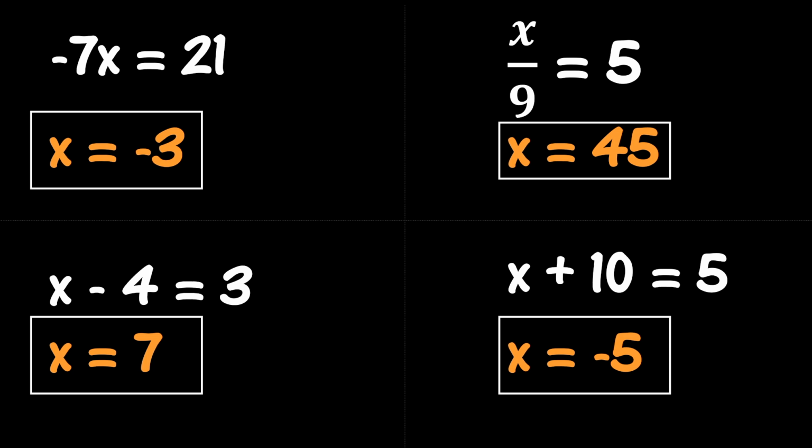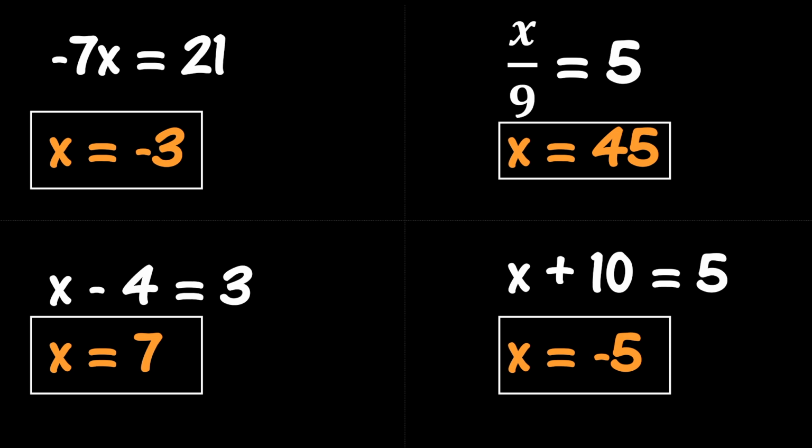For the third example, the answer is x equals 7. This comes from adding 4 to both sides of the equation. On the left-hand side, we get x because a negative 4 and a positive 4 cancel each other out, because negative 4 plus 4 is equal to 0. On the right-hand side, we have 3 plus 4 equals 7.